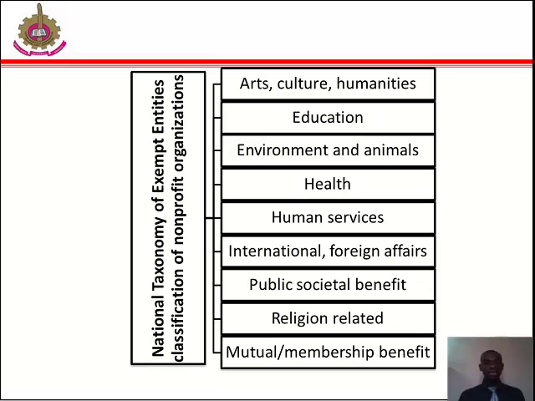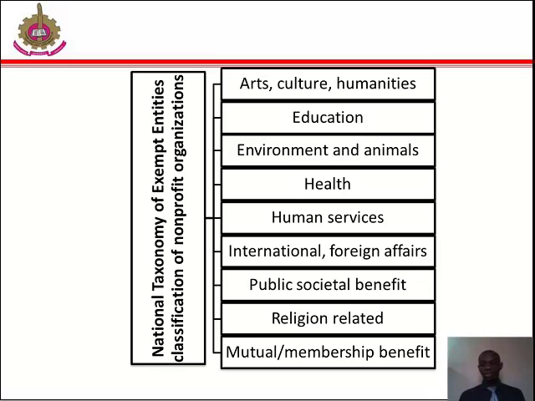The first is arts, culture, and humanities. The second is education. The third is environmental and animals. The fourth is health. Then we have human services. We have international foreign affairs, public societal benefit, religion related, and lastly mutual benefit or membership benefit. So according to the National Taxonomy of Exempt Entities, non-profit organizations are classified into these 9 major groups.